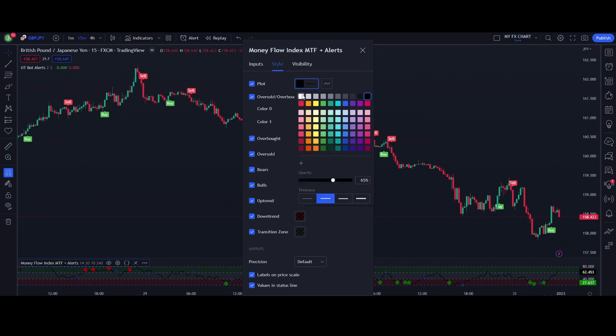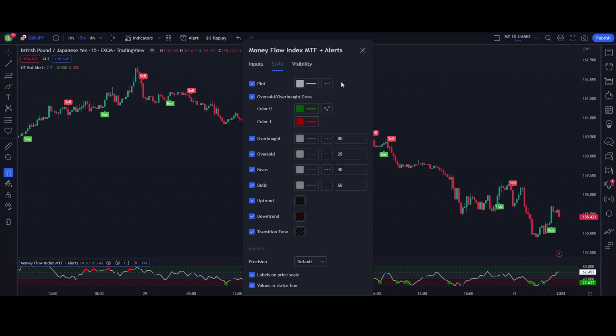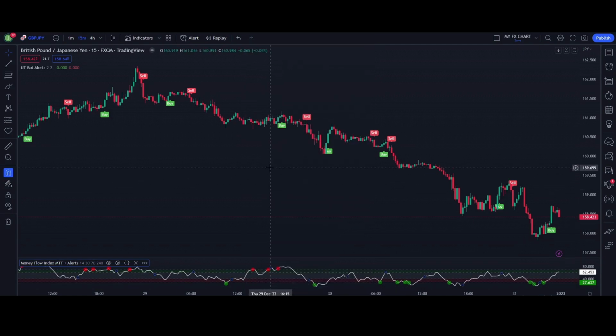This indicator will print a red dot if the market is overbought and a green dot if the market is oversold. If it prints a red dot, we should only be looking to take short trades. If it prints a green dot, we should only be looking to take long trades.